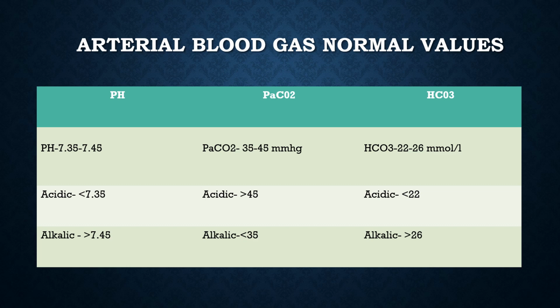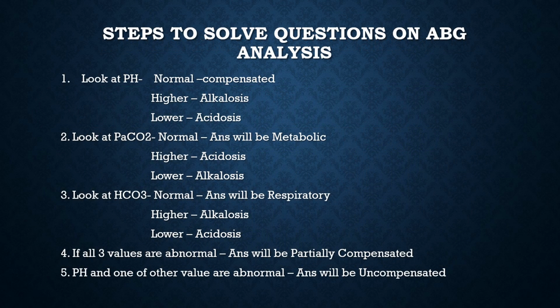Now we will see steps to solve questions on ABG analysis. In that we will see 5 steps. First step is we will look for our pH. If pH is normal, it will be called as compensated. If pH is higher than normal, it will become alkalosis. If it is lower than normal, it will become acidosis.